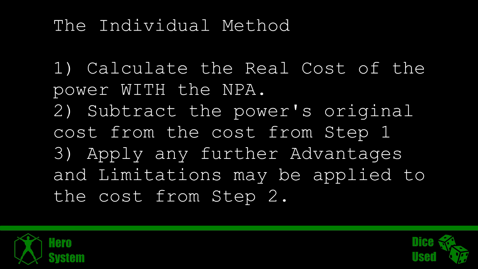The steps are: first, you calculate the cost of the power as if it had the NPA, including any limitations. Then you subtract the original cost from the new cost. This is the NPA's base cost. All the original limitations and advantages apply to this NPA as well, though it may have its own advantages and limitations, starting with the cost from step 2.